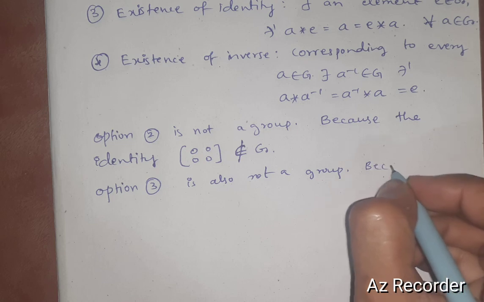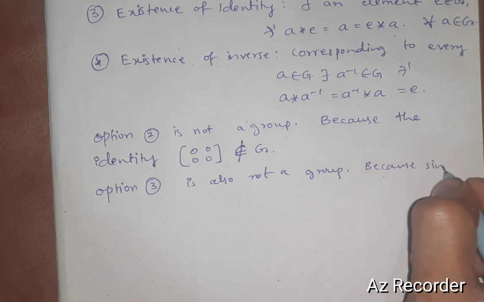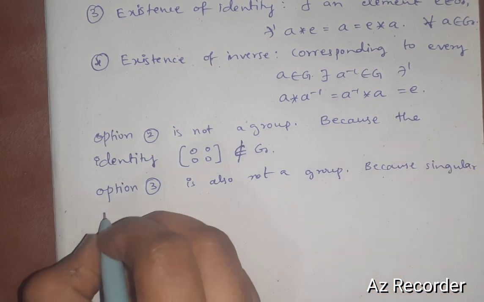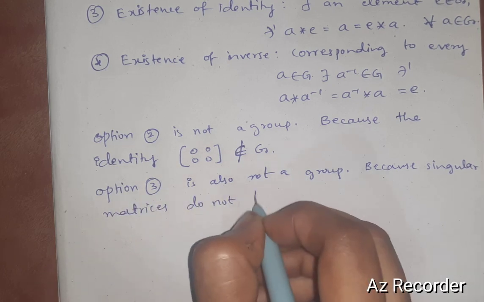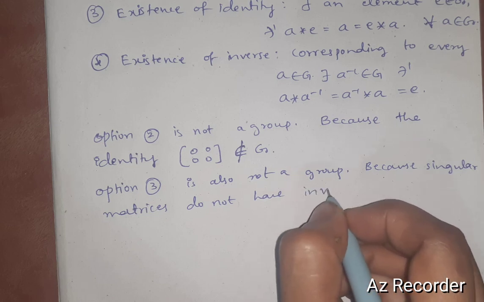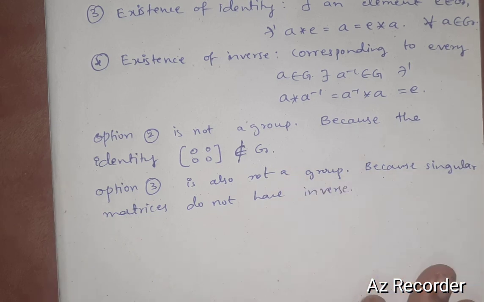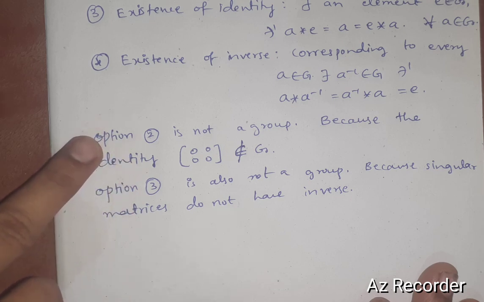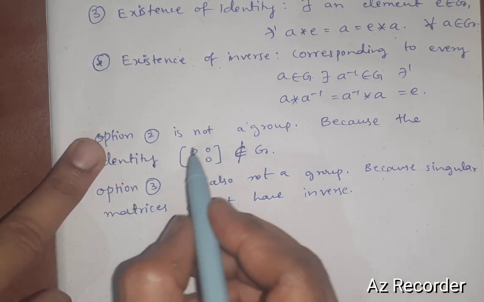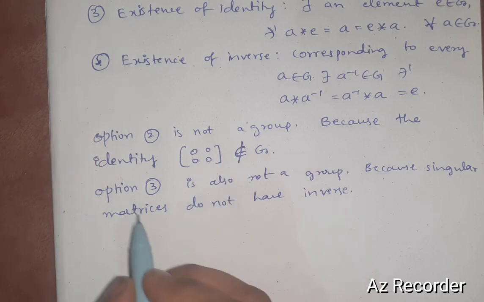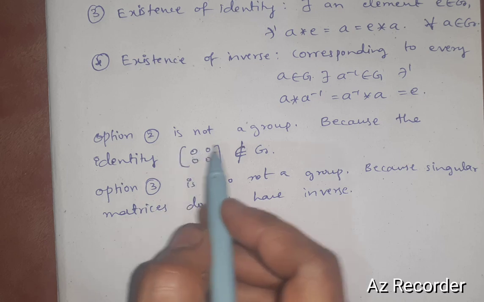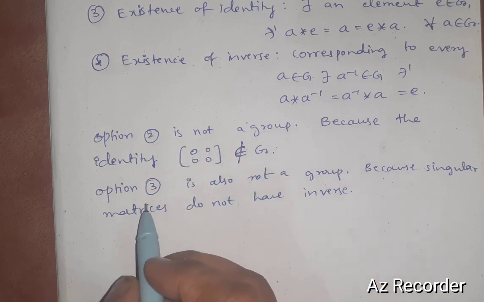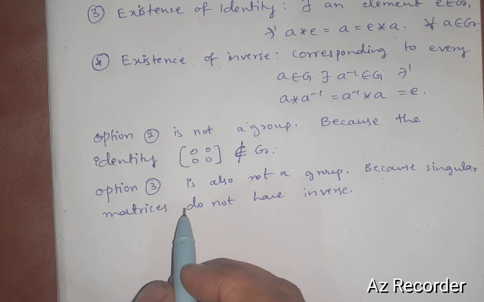Because singular matrices do not have inverses. So here, in option 2 the fourth property fails, and in option 3 the existence of inverse property fails.